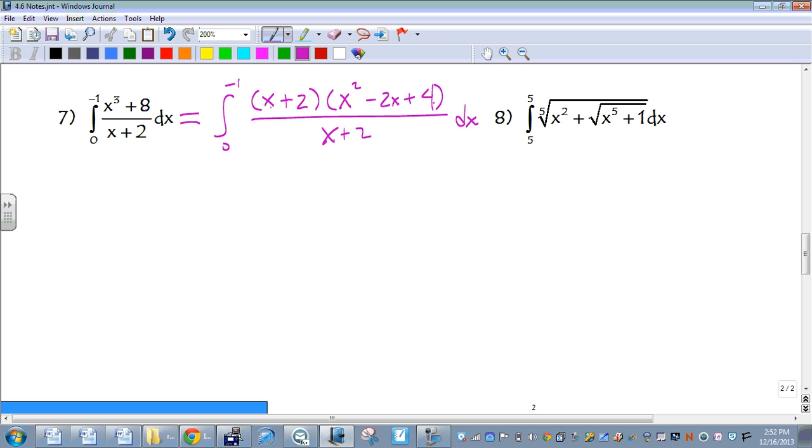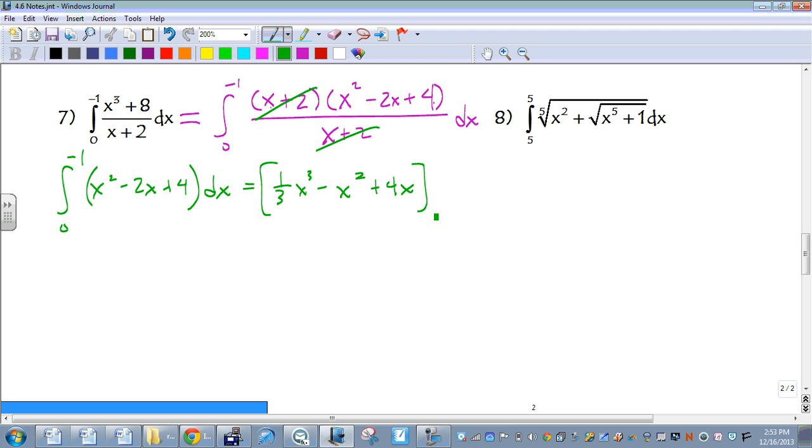So now, if we write it that way, we can see the x plus 2's cancel out. So we can take the definite integral from 0 to negative 1 of x squared minus 2x plus 4. Now it's in a simpler format. We can do the antiderivative. We get 1/3 x cubed minus x squared plus 4x. We're evaluating that from 0 to negative 1.